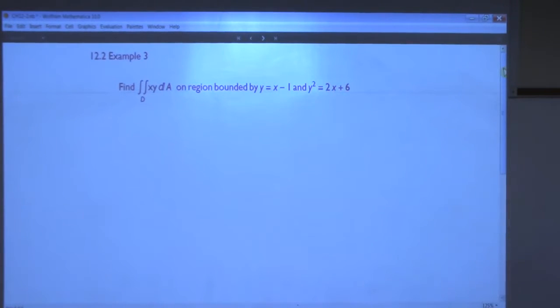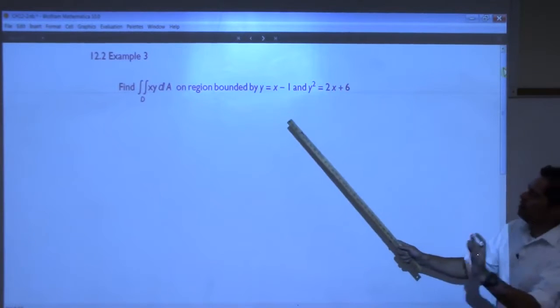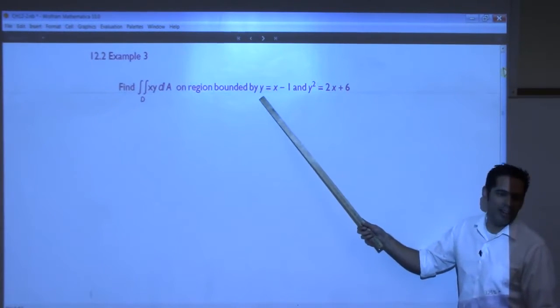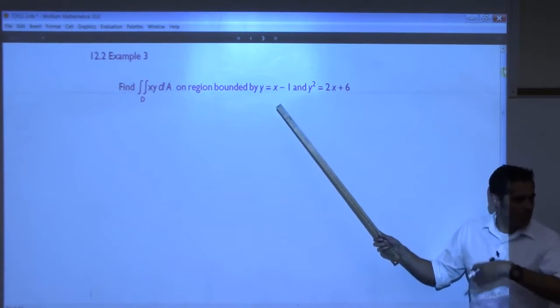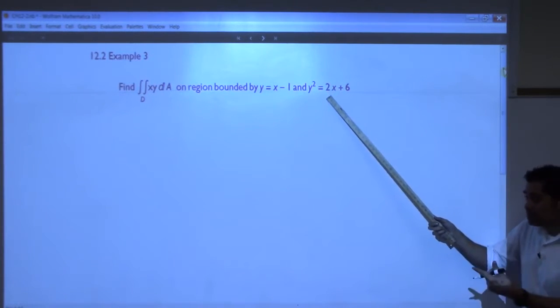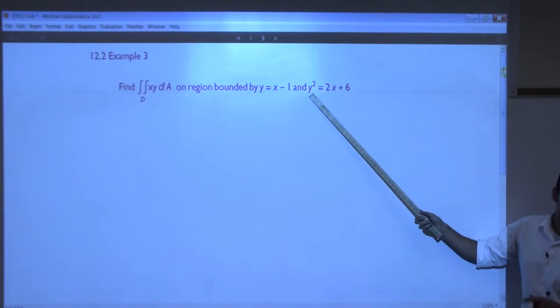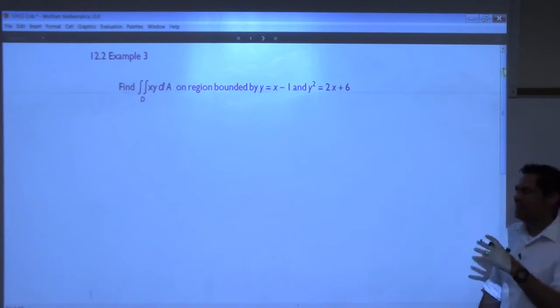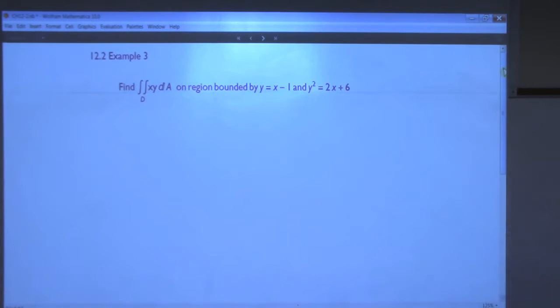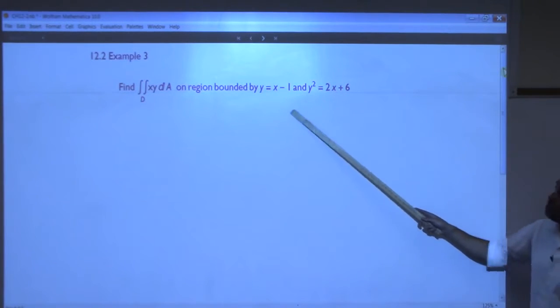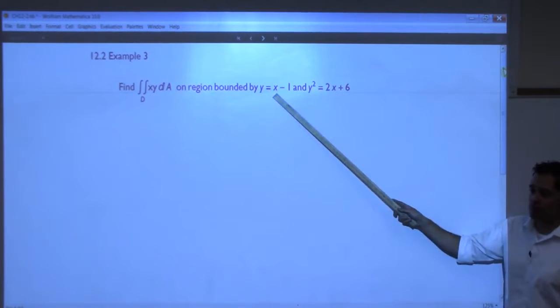If you try and turn, well, let me go back. This right here, you could say is a function of x, right? Y equals some function of x. Y is x minus 1. This one, though, to turn it into a function of x, you'd have to solve for y, which means you'd need a plus or minus, right, when you take the square root. And so you're actually going to have two functions there, and that's the problem. It would be easier to solve this for x, wouldn't it? And then this one would also be easy to solve for x.